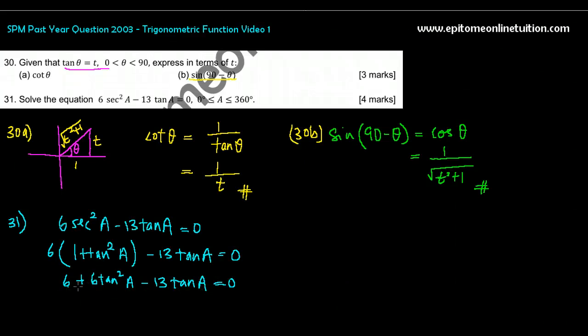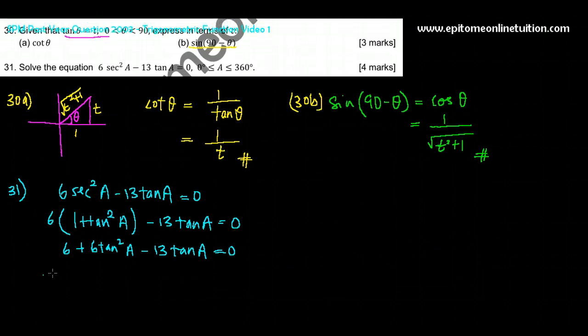Right now, can you see that it's actually a quadratic equation? Just arrange it into the form of ax squared plus bx plus c, okay? So that's 6 tangent square A minus 13 tangent A plus 6 equals to 0. So your A is 6, your B is negative 13, and your C is 6. So put this into your calculator and you would have gotten your answer.